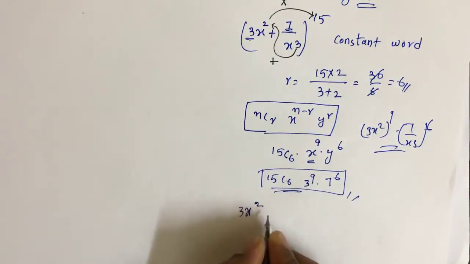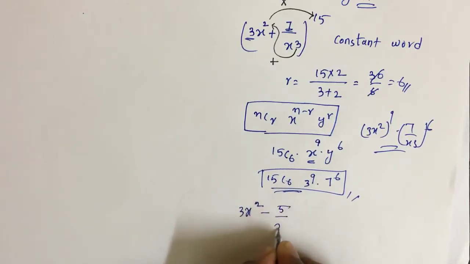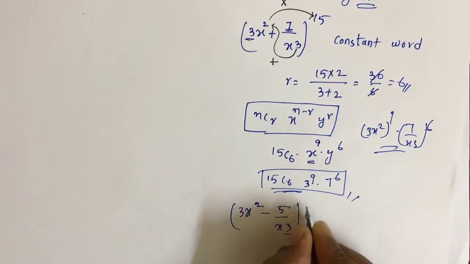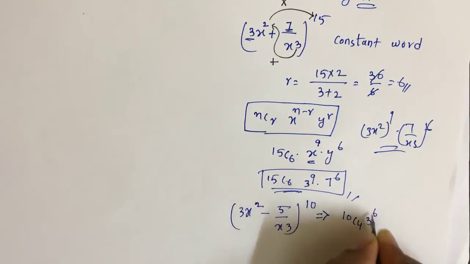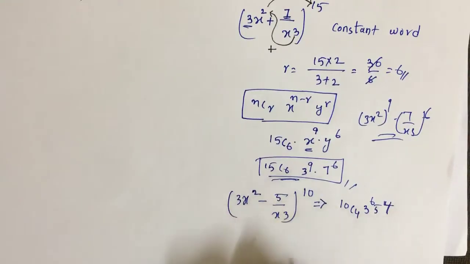3x square minus 5 by x cube, all to the power 10. So here the answer will come out to be 10C4 (3x²)^6 (5/x³)^4. So you can practice this one.